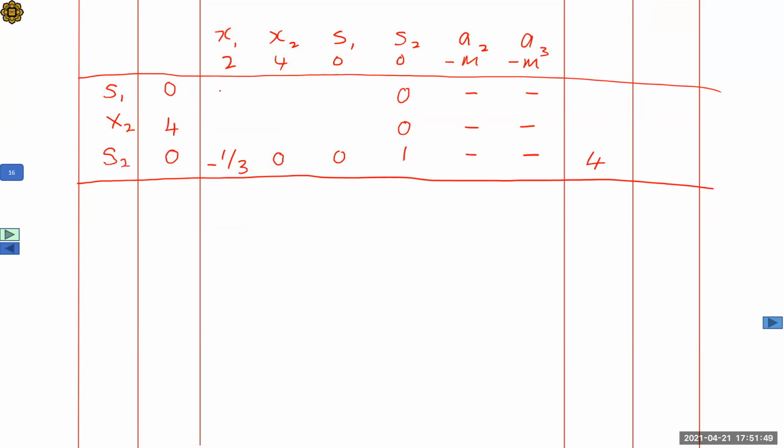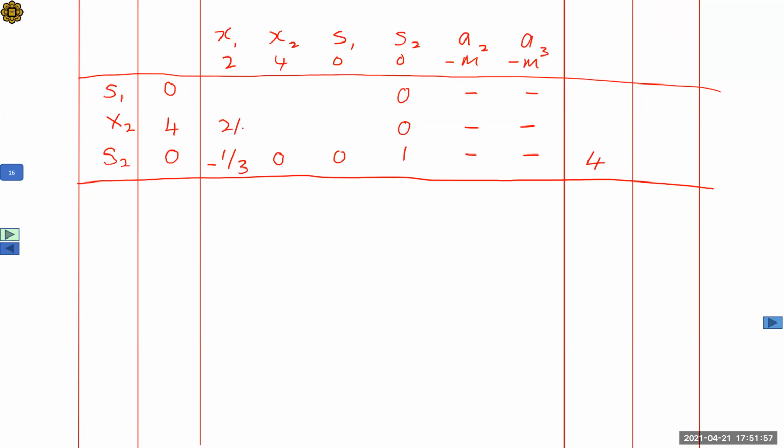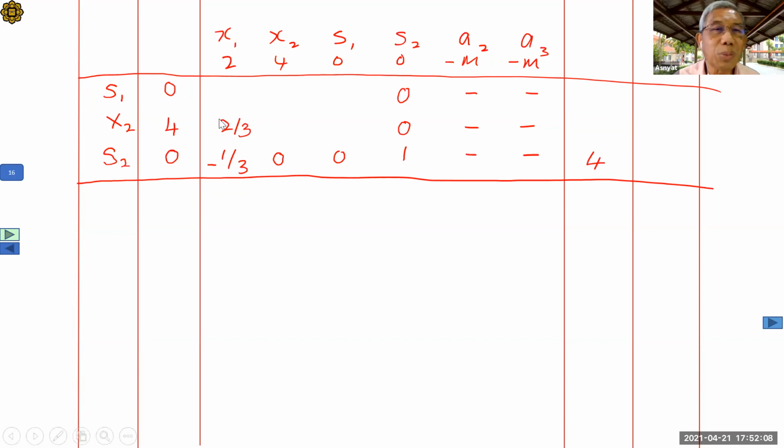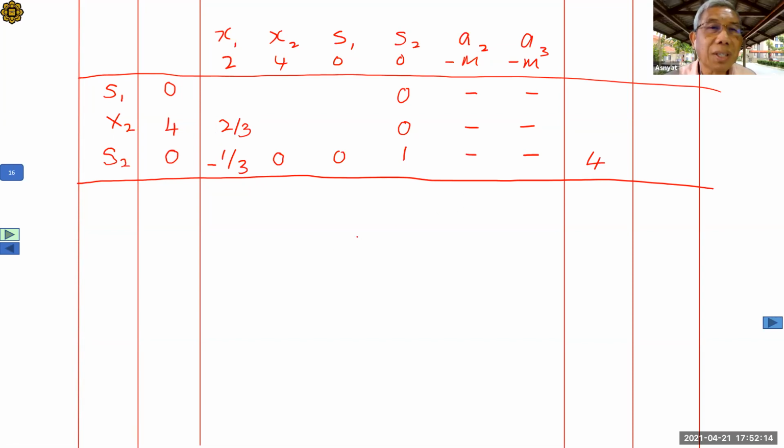Get it? For the second column, second row. Okay. 4/3? 2/3? Check again, brother. Should be about 2/3. Fatia says 2/3. Brother, check again.